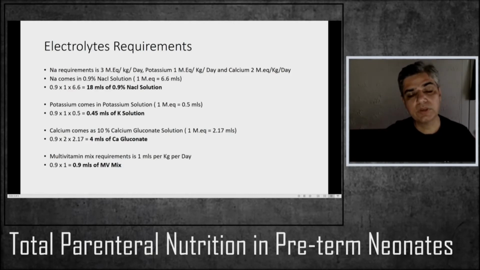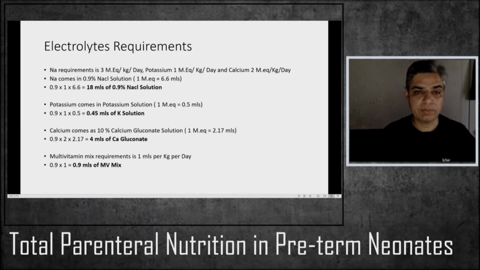Moving on to potassium, the potassium solution that we have, 1 milliequivalent of potassium equals 0.5 mils of that solution. So again, if we are giving 1 milliequivalent per kg, we multiply 1 by 0.9, and again we multiply with 0.5, which is the amount of solution, so that would be equal to 0.45 mils of potassium solution.